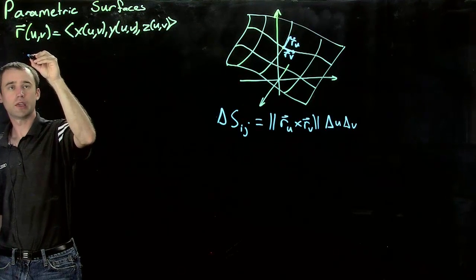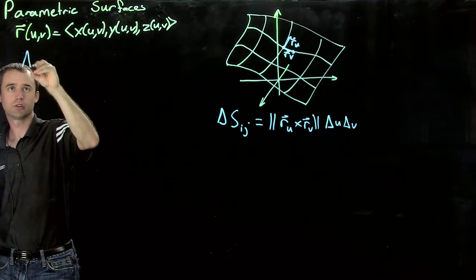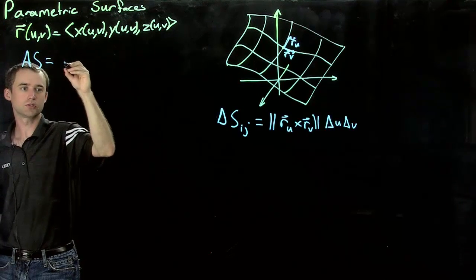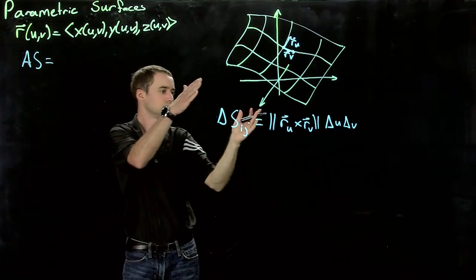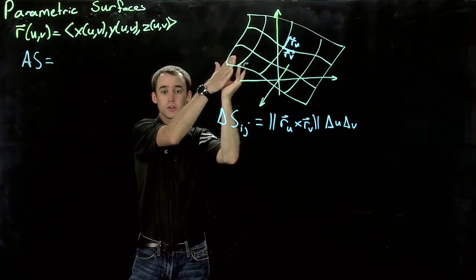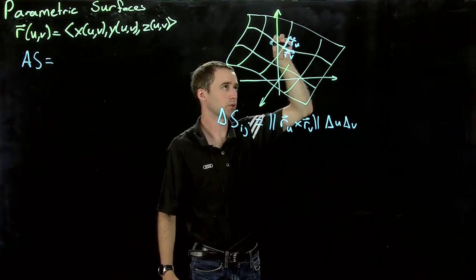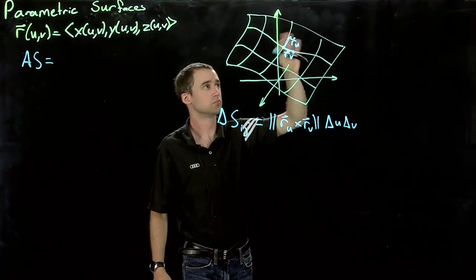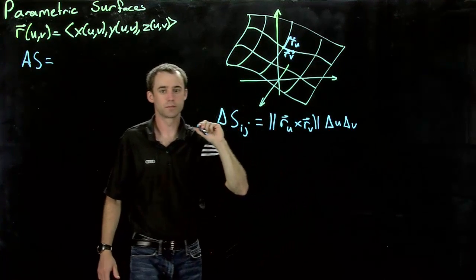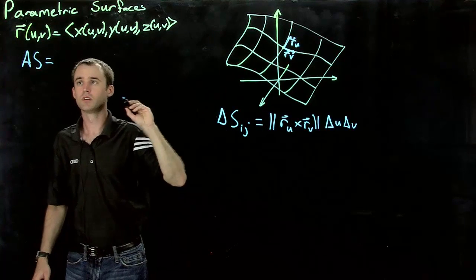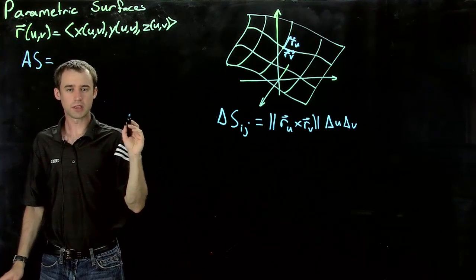Now, the area of this surface, A of S, is going to be the limit as these tiles become smaller and smaller and smaller, right? Because this isn't quite 100% accurate, because there will be some deviation from the plane, or the surface. But if we take the limit, that'll all get ironed out.